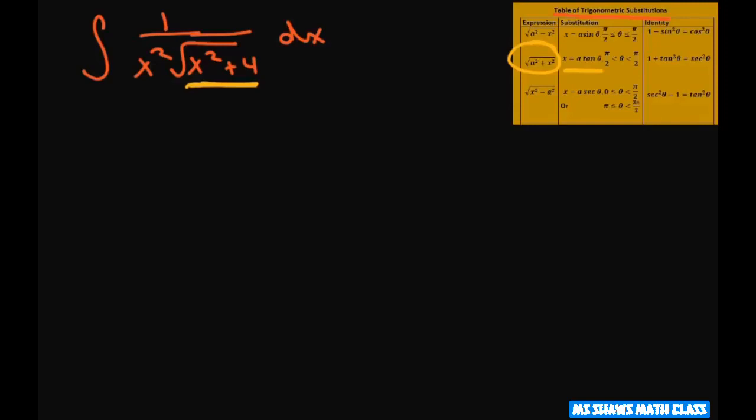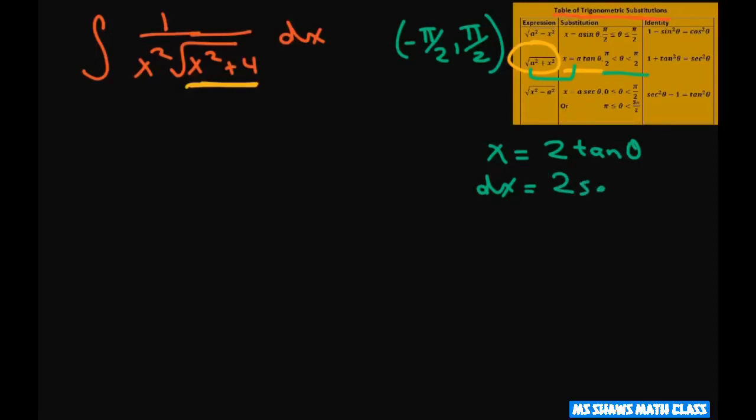We're going to let x equal, and our a in our case is going to be 2, tan of theta. And this is going to be restricted from negative pi divided by 2 to pi divided by 2. That means quadrants 4 and 1. So dx is going to equal 2 secant squared theta d theta.